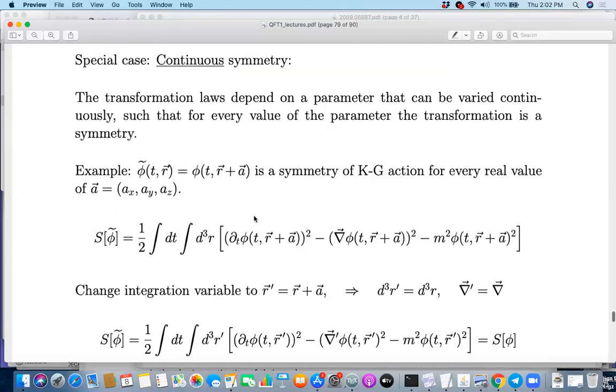See, this is the translation symmetry, right? All I'm saying here is that instead of taking a to be an arbitrary vector, I'm now taking a_x to be epsilon and a_y and a_z to be 0. So in the argument, R is x1, x2, x3, right? So x1 is getting shifted by epsilon because you are adding epsilon to x1, and x2 and x3 remain the same, because a_y and a_z have been taken to be 0.